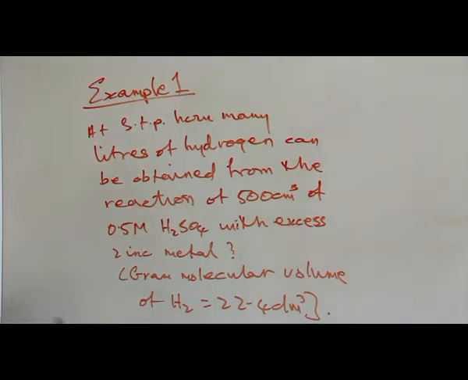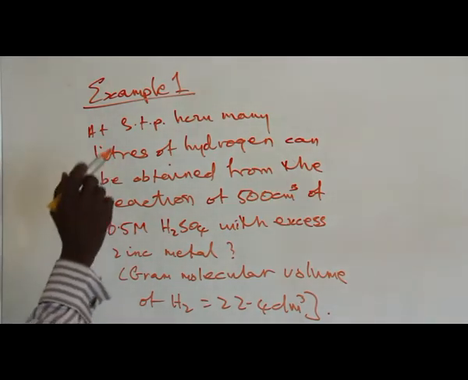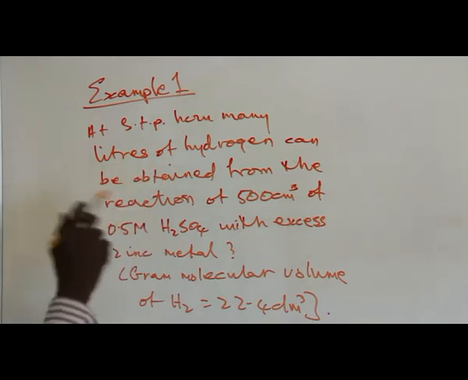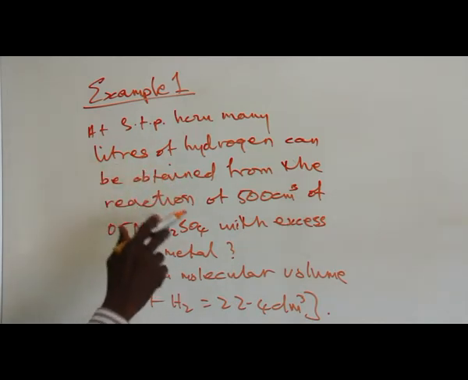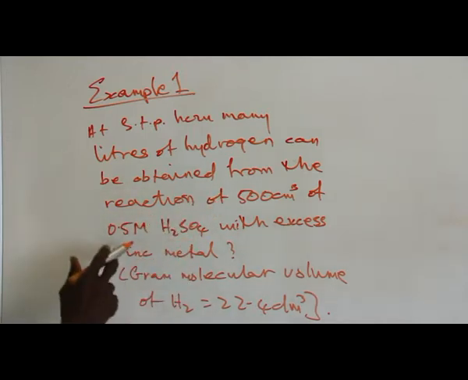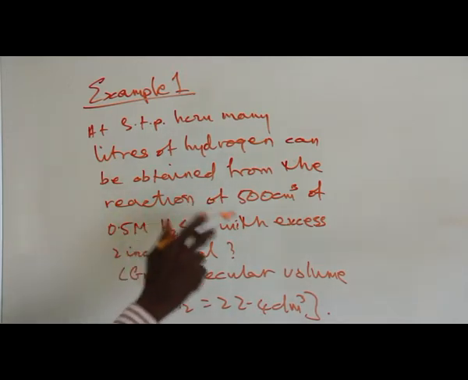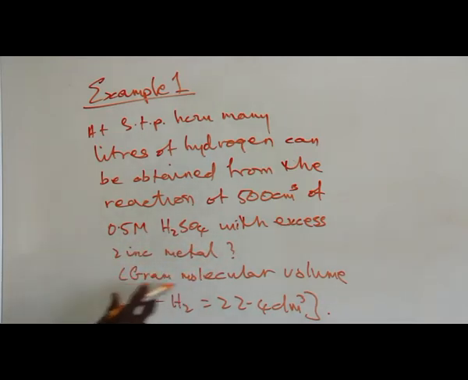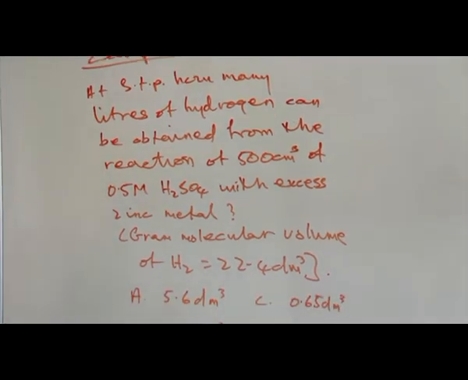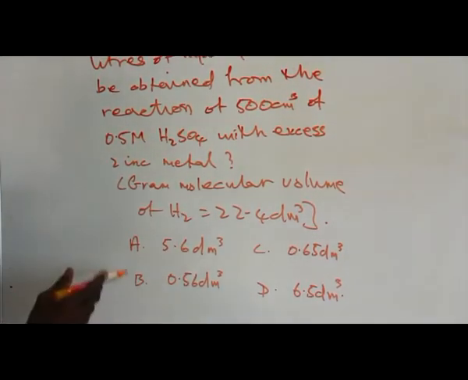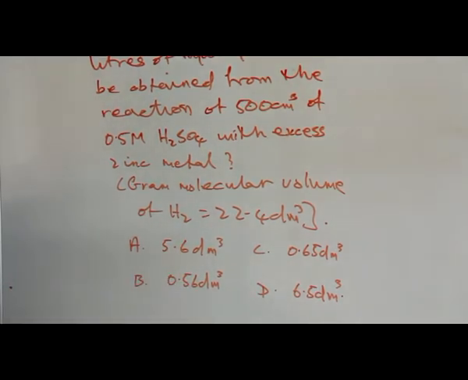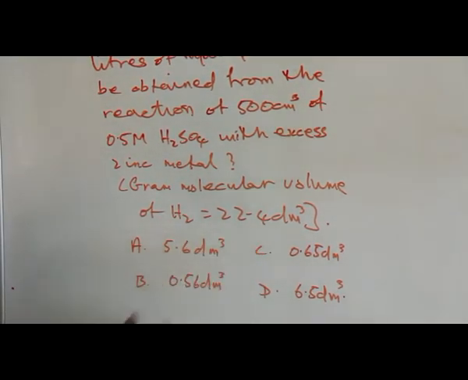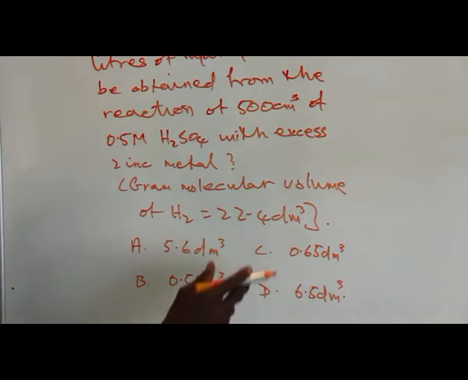Let's consider an illustrative example. This example is under molar volume. It reads, at STP, how many liters of hydrogen can be obtained from the reaction of 500 cm³ of 0.5 molar H2SO4 with excess zinc metal? Given that the molar volume of hydrogen is 22.4 dm³. The options are A, 5.6 dm³, B, 0.56 dm³, C, 0.65 dm³, and D, 6.5 dm³.